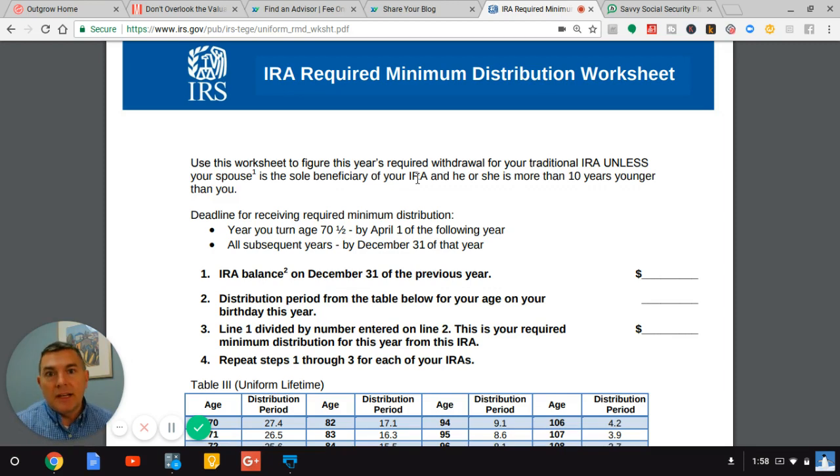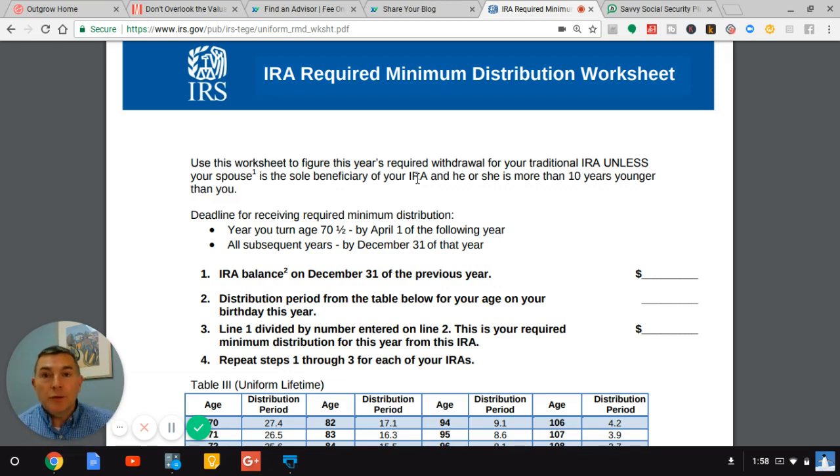It doesn't make sense. There's no rhyme or reason for this. It's just what it is. Just don't do that. And here's why. If I wait until 6 months after I turn 70 and a half, April 1st of the following year, I'll have to take my RMD for the previous year, but I can delay it until the following year, if that makes sense. And on top of that, that same year, I have to take two required distributions in the same year. I know that's confusing as all can be, which is why I don't do that.